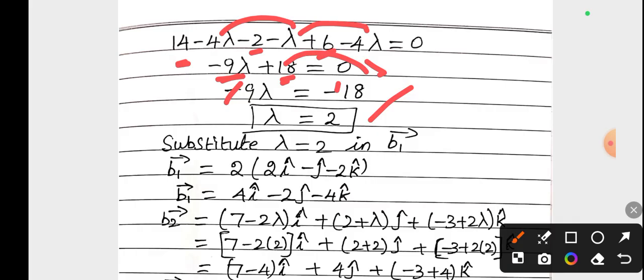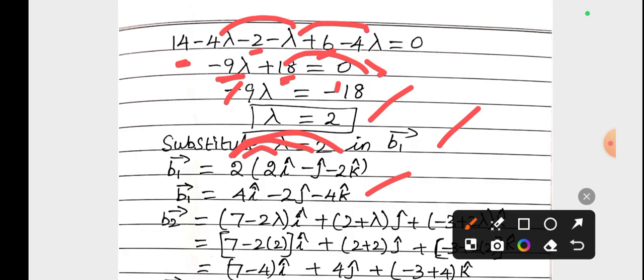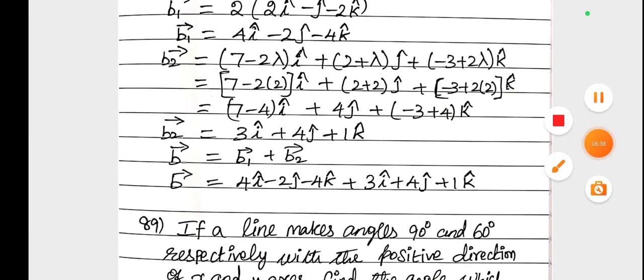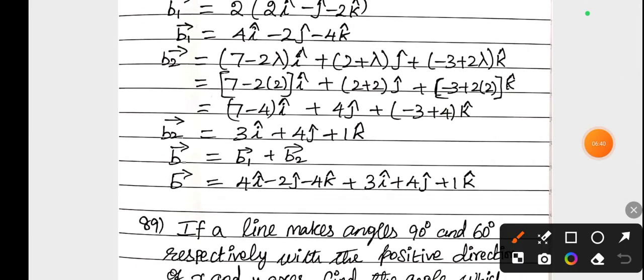Substitute that lambda equals 2 in B1 vector. So you are getting 2 into 2i cap minus j cap minus 2k cap. You are getting B1 vector equals 4i cap minus 2j cap minus 4k cap. Then B2 vector, we already know, 7 minus 2 lambda i. So apply the value 2 wherever lambda is there. Then we are getting B2 vector is 3i cap plus 4j cap plus k cap.